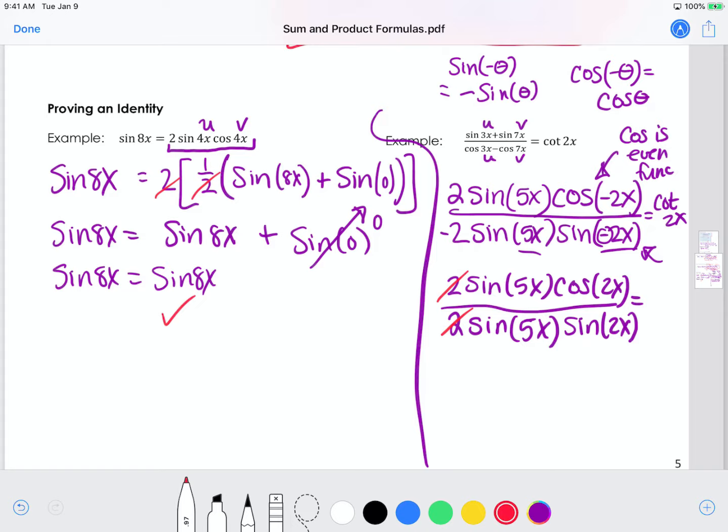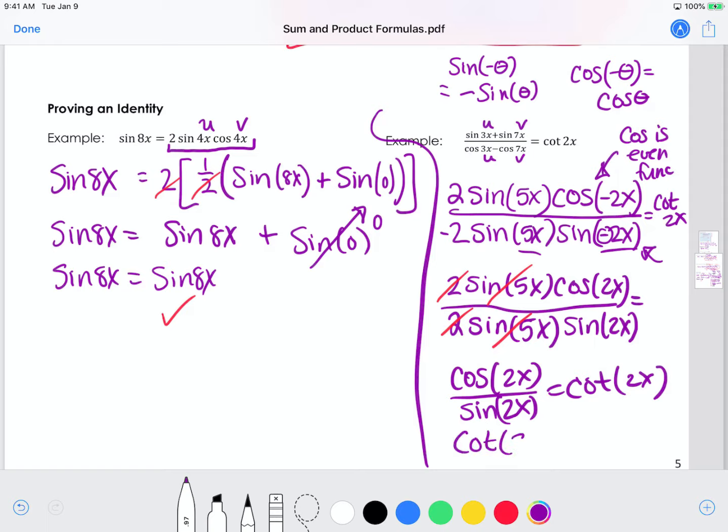I have sine of 5x over sine of 5x. I can cross those off, and I'm left with cosine of 2x over sine of 2x, and I want to show that that's equal to cotangent of 2x. And as you know, cosine over sine is cotangent, so this is equal to cotangent of 2x. And we are done. So you can use those sum and product formulas, just like all the other formulas that I showed you. You can use them to evaluate expressions, simplify expressions, evaluate trig functions, and prove identities.